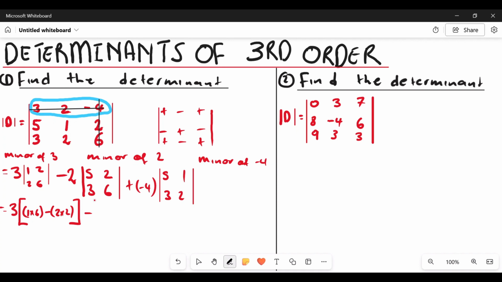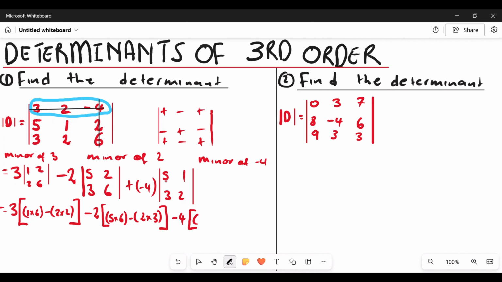Now let's continue. Now here we have negative 2. Let us not forget, now it's time for us to calculate the determinant for this one. The first entry and the last entry, which is 5 multiplied by 6, minus the multiplication of the second entry and the third entry, which is going to be 2 multiplied by 3. There we go. Then since we have plus and minus, this is going to be minus 4. And then we calculate the determinant.